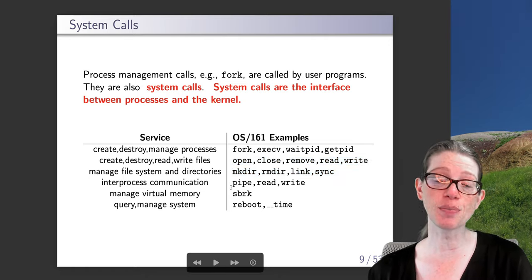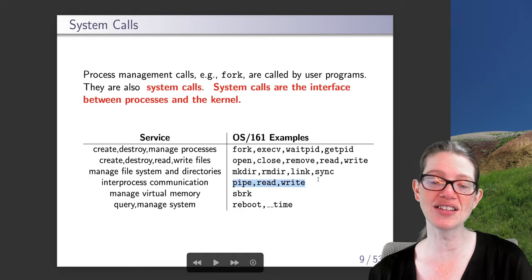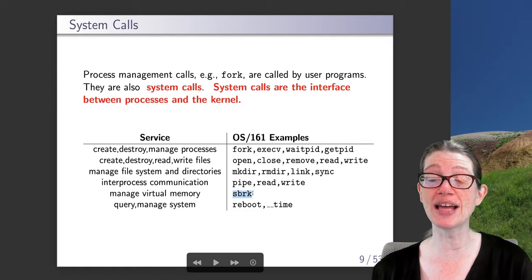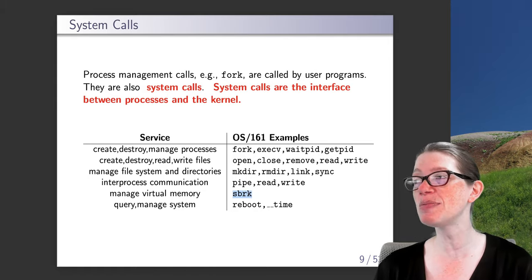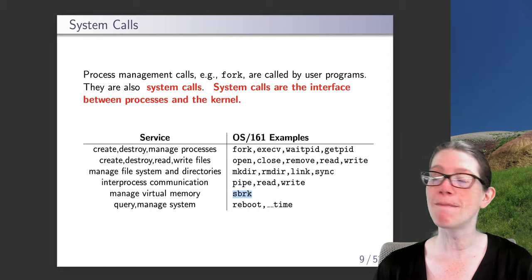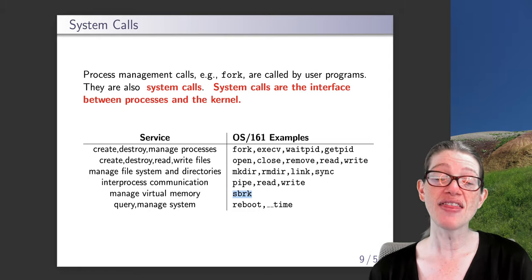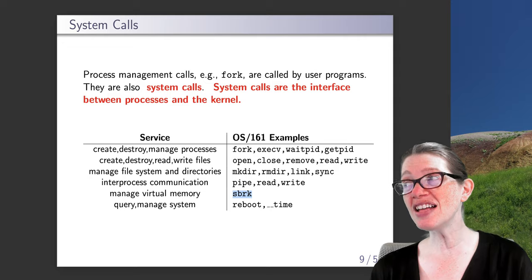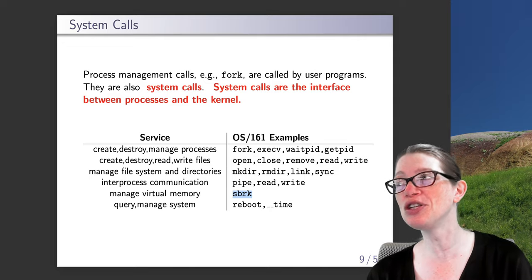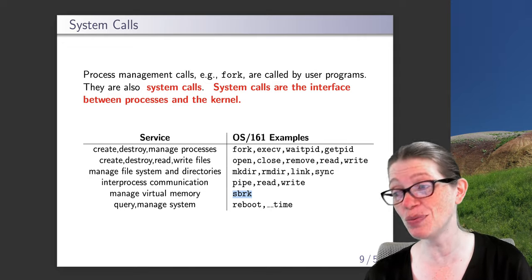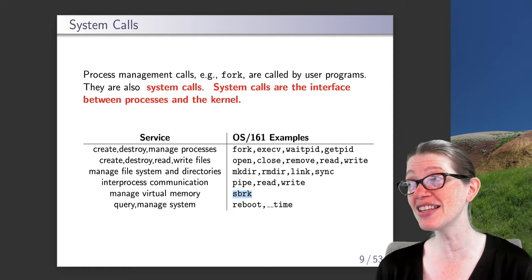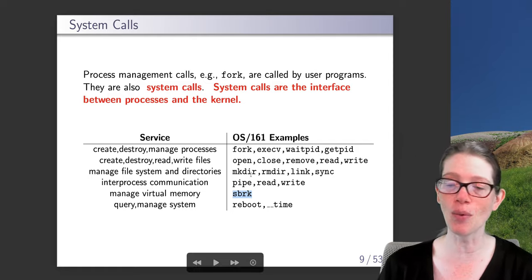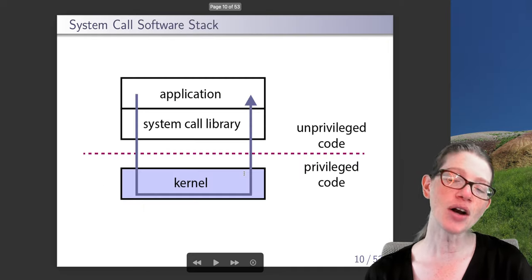There's also stuff for inter-process communication and networking, like pipes. There's managing virtual memory. For example, if you run out of heap space, you can actually request more heap space or more stack space. There are magical system calls to do that. Things like rebooting your computer, that's not something you can do as a user. You need to ask the kernel to reboot for you. Getting the current time, you need to ask the kernel for that. That's information that it would have. But how do we do it?